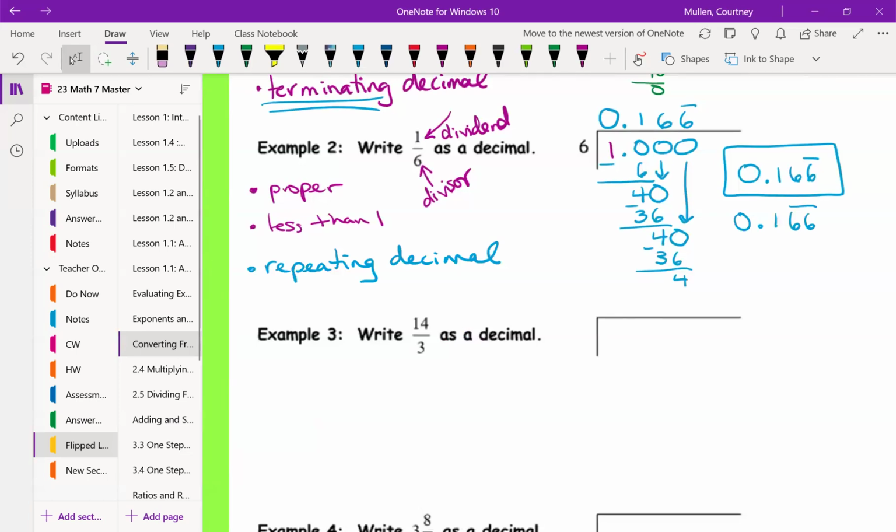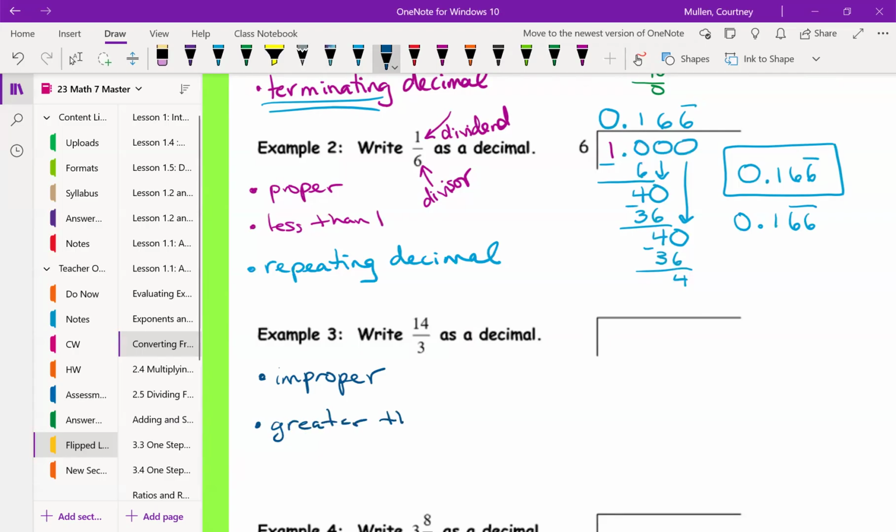Let's try one more. 14/3 as a decimal. Okay, what type of fraction do we have here? Is this proper? No, it's not proper. It's improper this time. Why? What do we know about its absolute value? It has to be greater than 1.